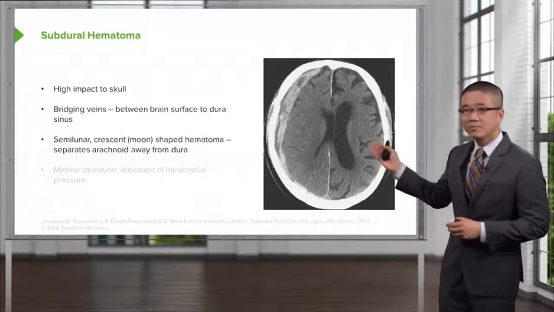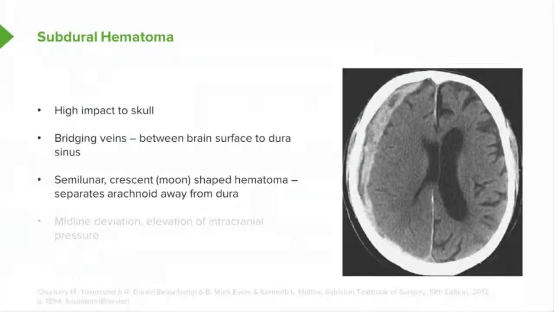As you can see in this image, bleeding in the subdural space results in a semilunar, or often called moon-shaped, crescent hematoma. The reason is because the blood separates the arachnoid away from the dura. It is not, however, bound by the sagittal sinuses.